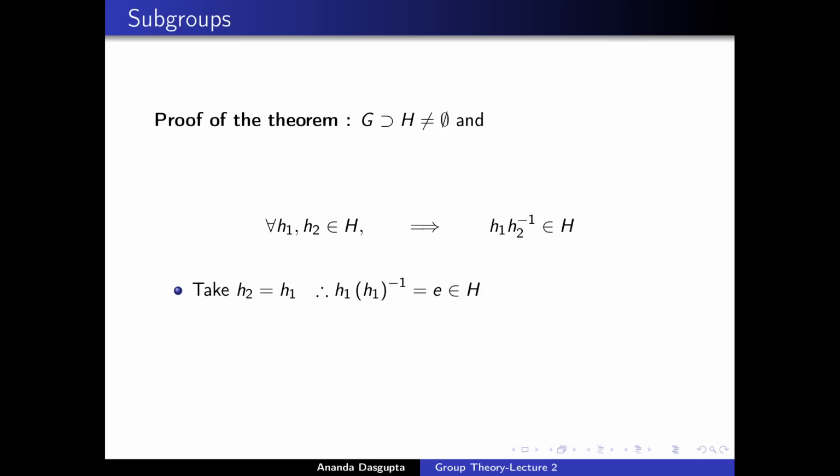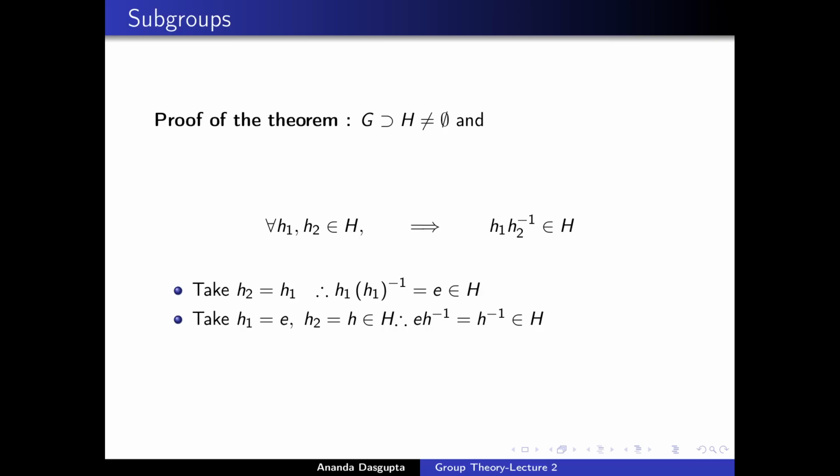Now that we know that the identity is in capital H, we can take H1 to be the identity and H2 to be any other element small h of capital H. So now H1 H2 inverse, which is guaranteed by the theorem to belong to capital H, simply becomes E times H inverse, which is H inverse. So what we have established is that for every element small h in capital H, the inverse exists in the set capital H. So identity is done, so is inverse.